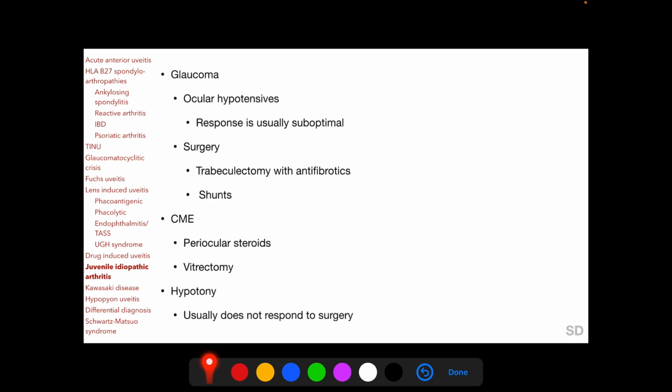As regards management of glaucoma, response to ocular hypotensives is usually suboptimal, and trabeculectomy with antifibrotics or shunts may be required. Cystoid macular edema is treated with periocular steroids or vitrectomy, and hypotony is a very serious complication indicating a poor prognosis, and it usually does not respond to any therapy.